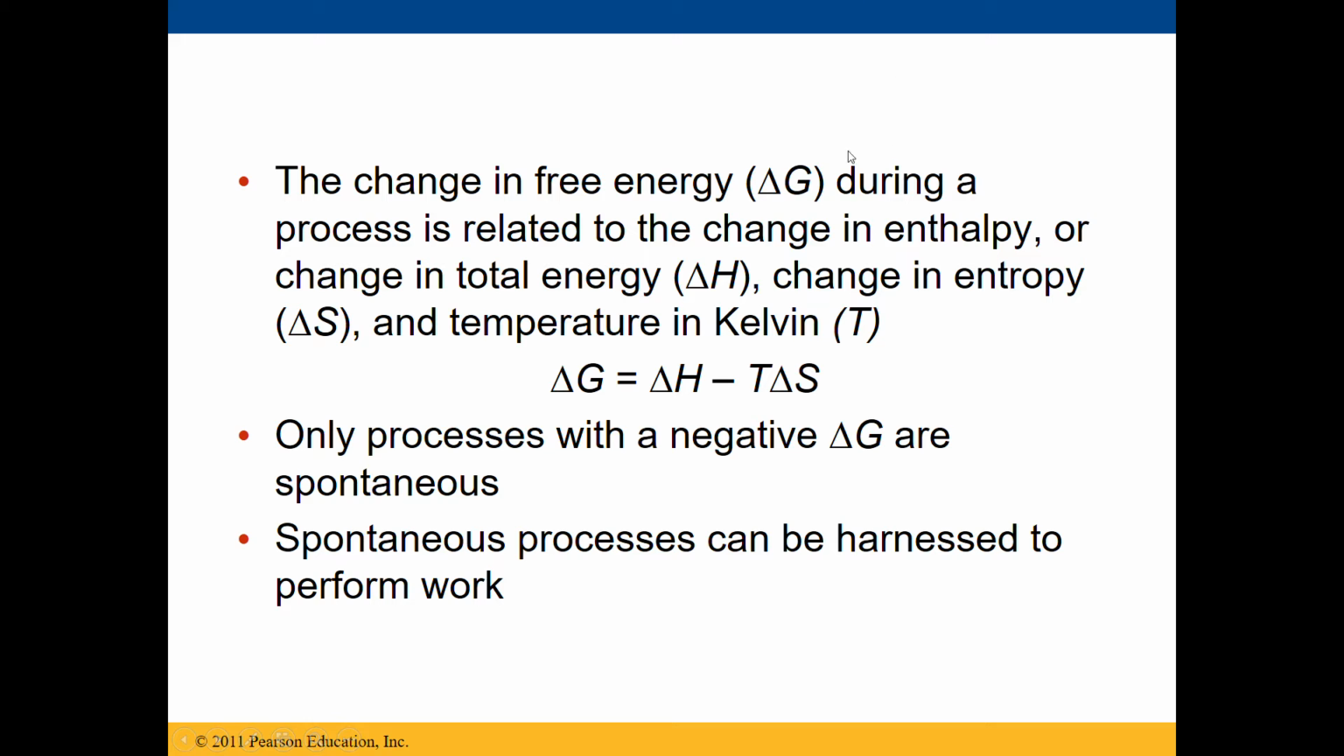And the change in free energy during a process is going to be related to the change in enthalpy, or the change in total energy. Change in entropy is delta S, and temperature in Kelvin is T. And so here is your equation for change in free energy. Delta H, which is your total energy, minus temperature times delta S, or entropy.